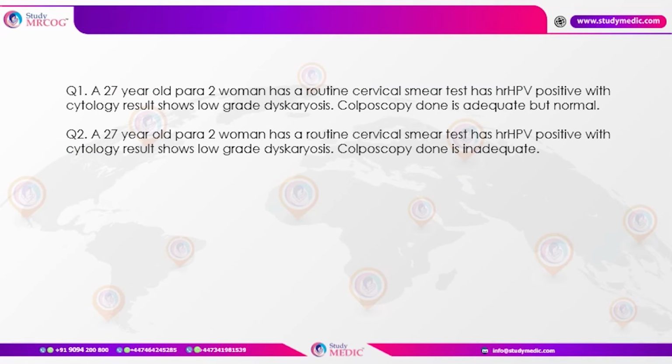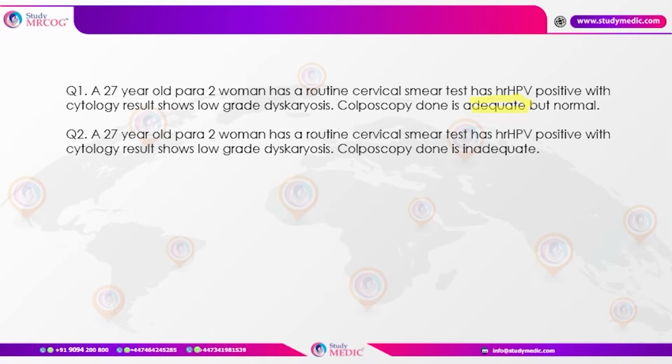Now coming to cervical cancer screening. These are the two questions we have in hand. A 27-year-old para 2 woman has a routine cervical smear test. HR-HPV is positive, cytology is low grade dyskaryosis. Colposcopy is adequate but normal. This is really important because things will change if it is inadequate. So colposcopy is adequate and normal, HR-HPV positive, cytology is low grade dyskaryosis. What will be your next step?